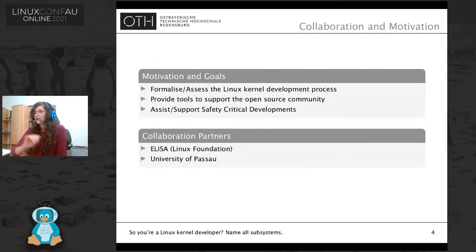And just a quick introduction to what really drives us, our motivation and goals. What we want to do is to formalize and assess the Linux kernel development process. By doing that, we hope to gain a deeper understanding of how it all works. And at the end of the day, if we have that understanding, we want to support and enhance it. We're developing tools to support the open source community. The Linux kernel is a prime example, but anybody who uses an open source development process, or just Git for that matter, could use our tools. The things that we develop are especially interesting to assist and support safety critical developments. I'll get to that later.